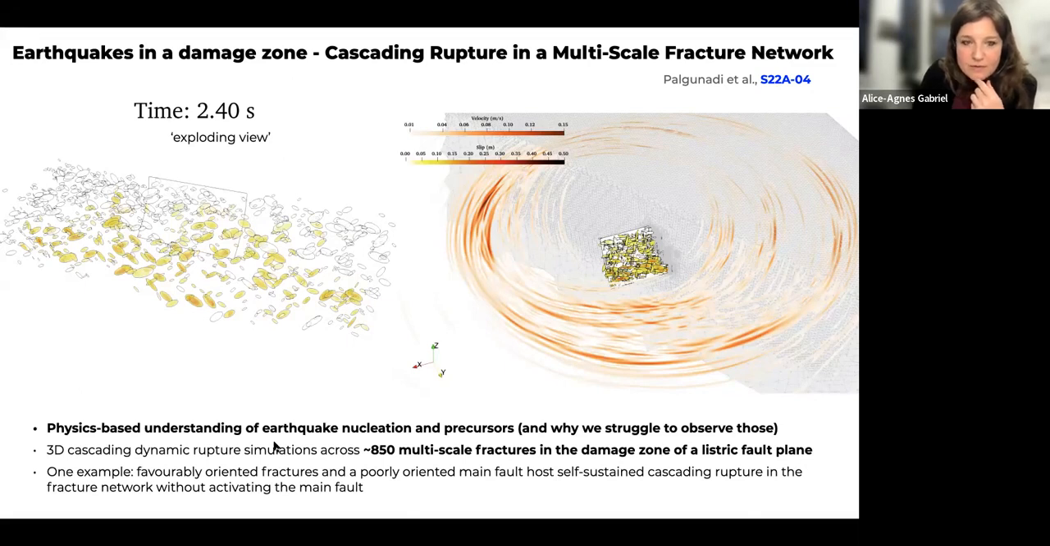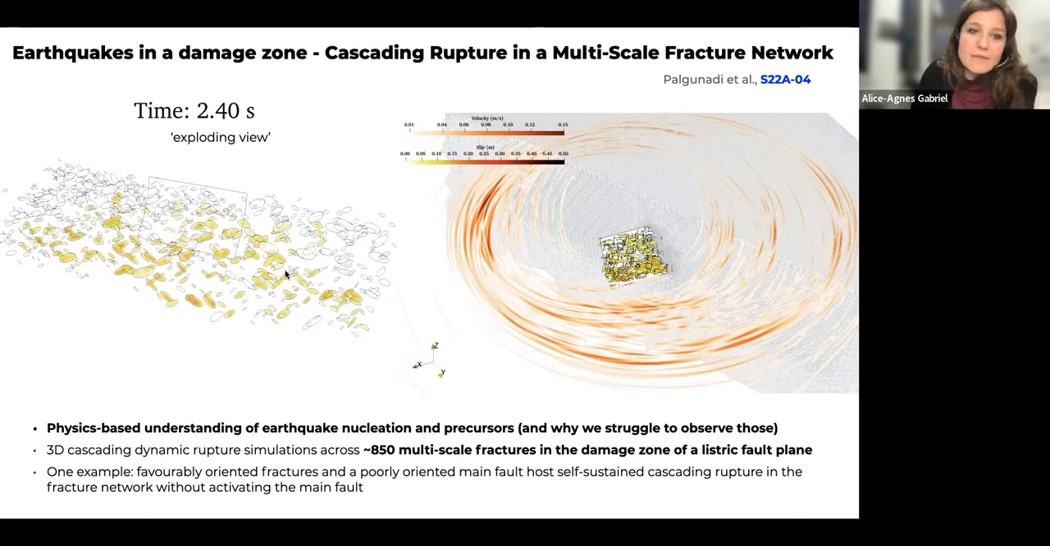And what we've been setting up is dynamic rupture simulations on 850 multi-scale fractures, and that's an exploded view here. These fractures are surrounding a main fault, as you can see here. This is a listric fault plane. And all of these 850 fractures are scaling based on statistical relations stemming from the reservoir fracturing community, so really from the hydraulic fracturing community.